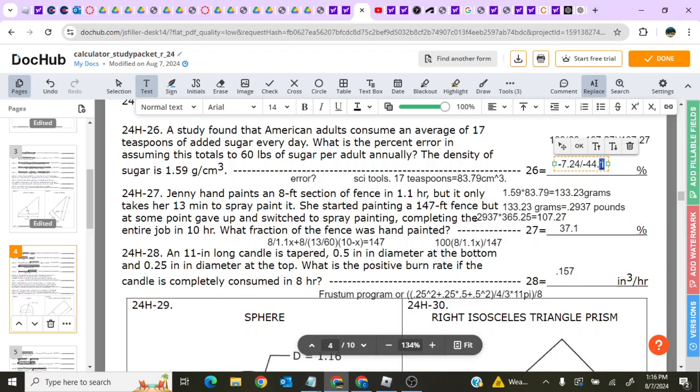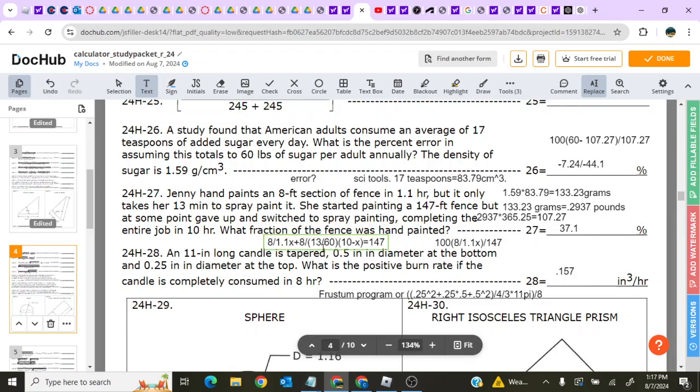Jenny hand paints an 8-foot section of fence in 1.1 hours, but it takes her 13 minutes to spray paint it. She started painting a fence by hand, but at some point gave up and swapped to spray painting, finishing the entire fence in 10 hours. What fraction is hand painting? So we'll find x, the amount of time she spent hand painting.